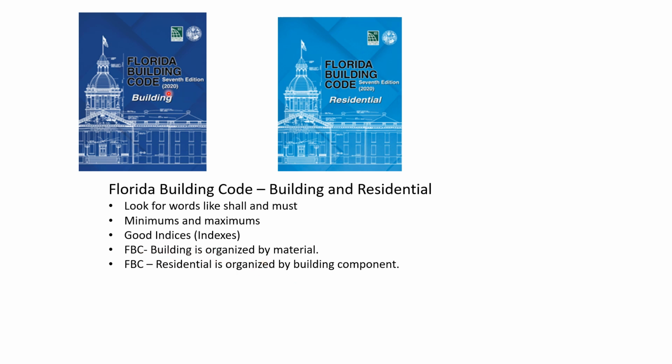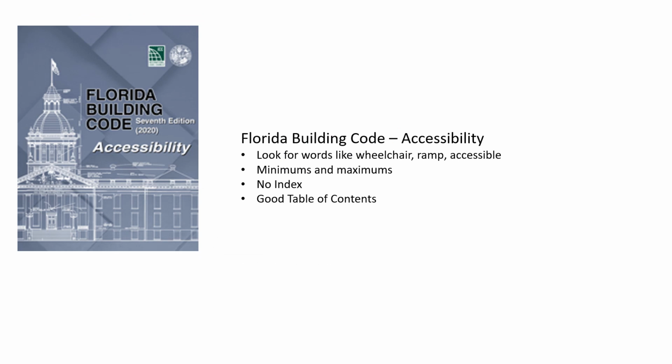Florida Building Code Building is organized by the type of material, wood or steel or concrete. Florida Building Code Residential is organized by the building component. They talk about foundations, floors, walls, roofs, and so forth in that way. So that alone can give you some insight as to how you're going to find information. Use those indexes. I'm a big fan of using indexes in any of these manuals. That's the first place I go in almost all of them, if they have a good one.